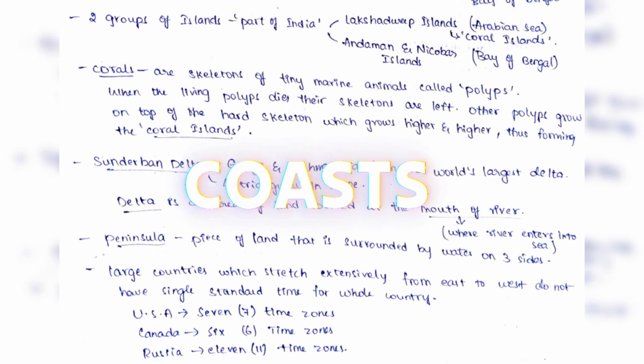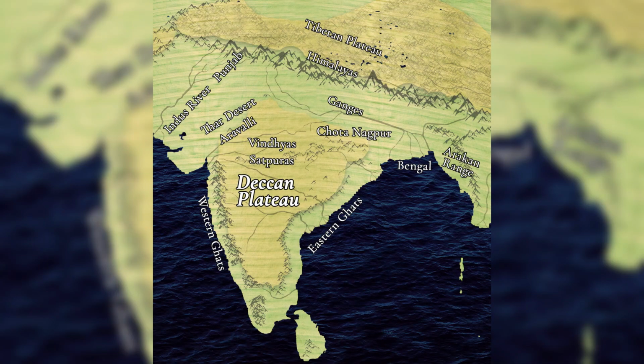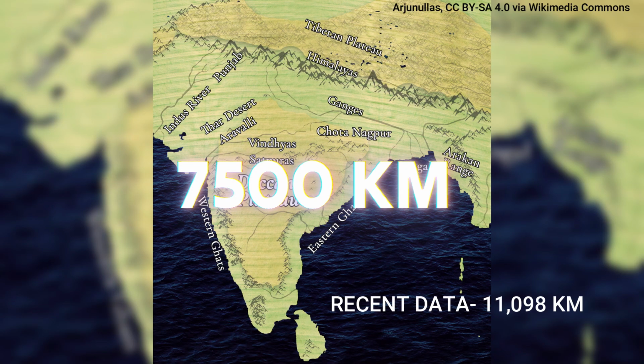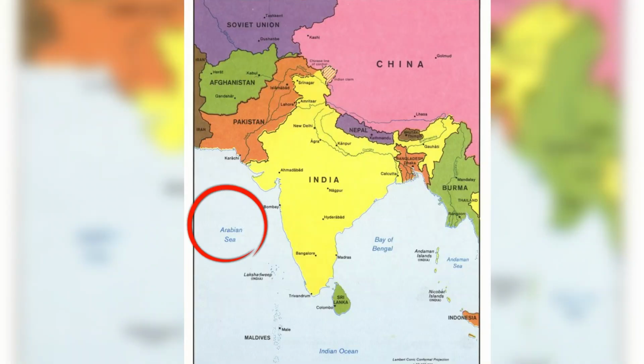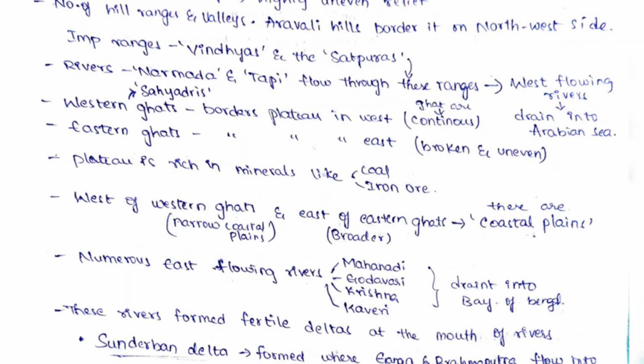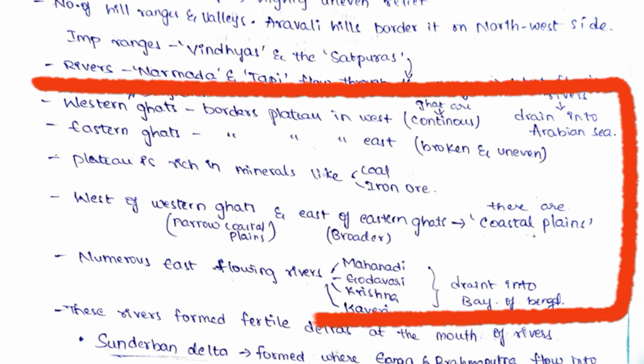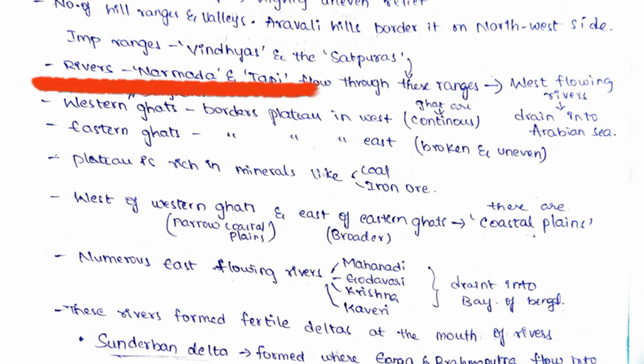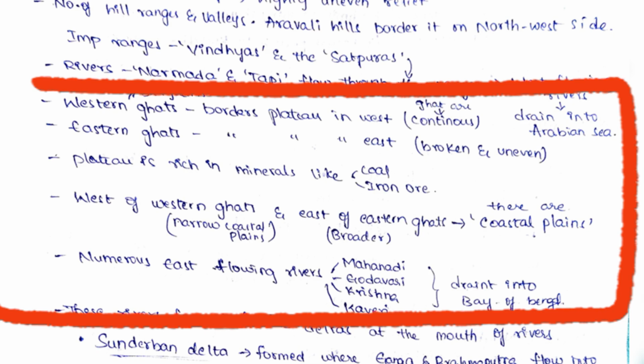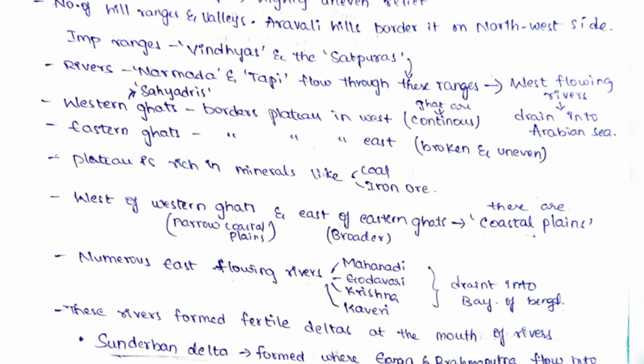Next, let's move on to the coast. India has a long coastline, about 7,500 kilometers long, washed by the Arabian Sea and the Bay of Bengal. It is divided into two parts. The western coastal plains along the Arabian Sea are narrow and rocky, with ports like Mumbai, Goa and Kochi. The eastern coastal plains along the Bay of Bengal are wider and smoother. The eastern coast has large river deltas.